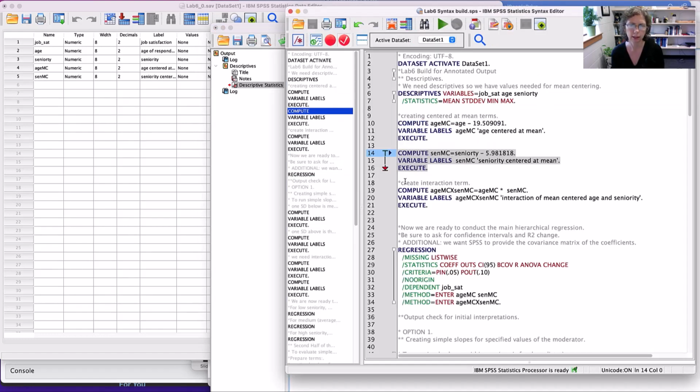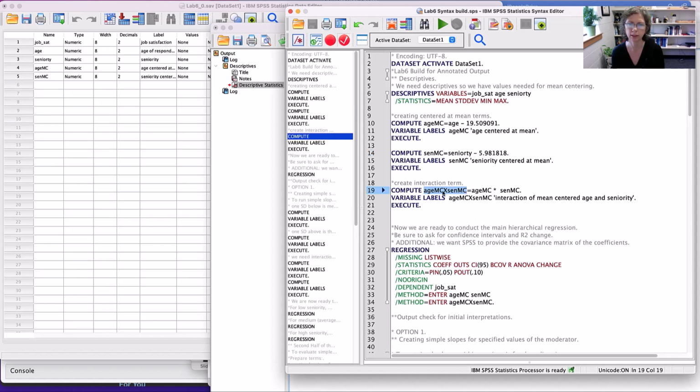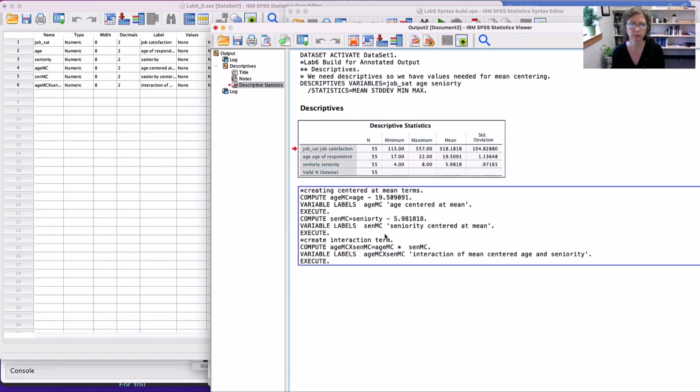And then the interaction term, very similar. I'm going to give it the name of age MC times sin MC. That's just the name I gave it. But it's going to equal the two variables I just made and multiplied in between. And I can give it the label. And notice that my label is in between single quotes there with a period at the end. So then run that guy. So there's my two new mean-centered variables and the interaction term.